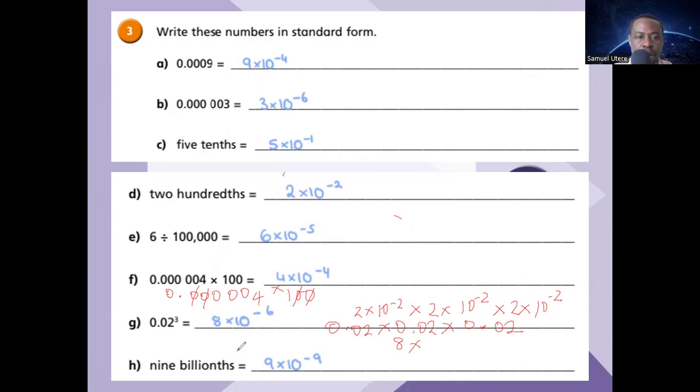Here, 9 billionths is a bit like saying 9 divided by 1 billion. And you know 1 billion is 9 zeros. So it's the same as saying 9 times 10 to the power negative 9.